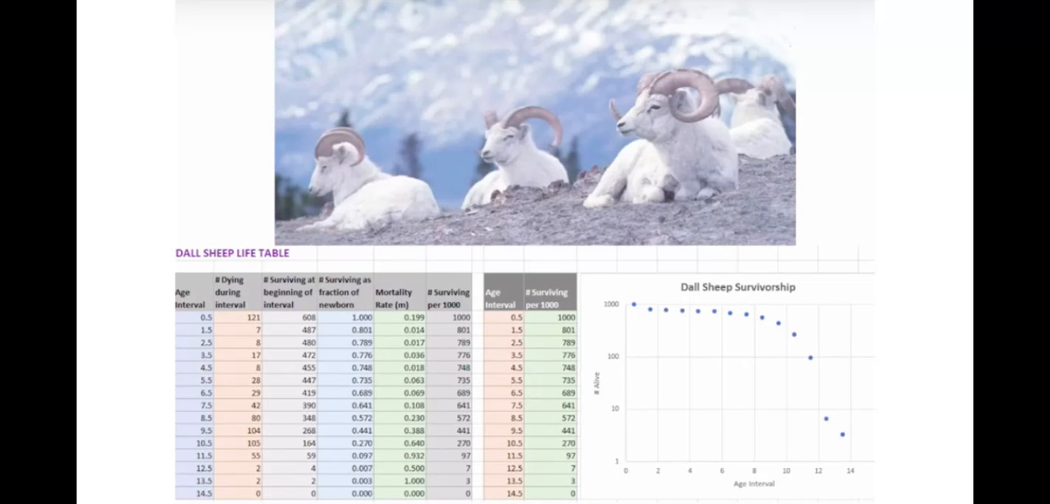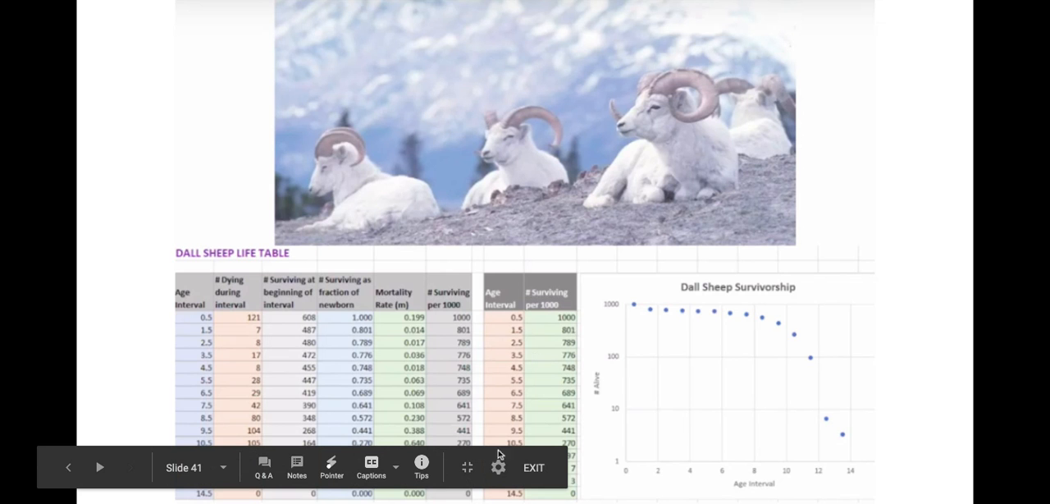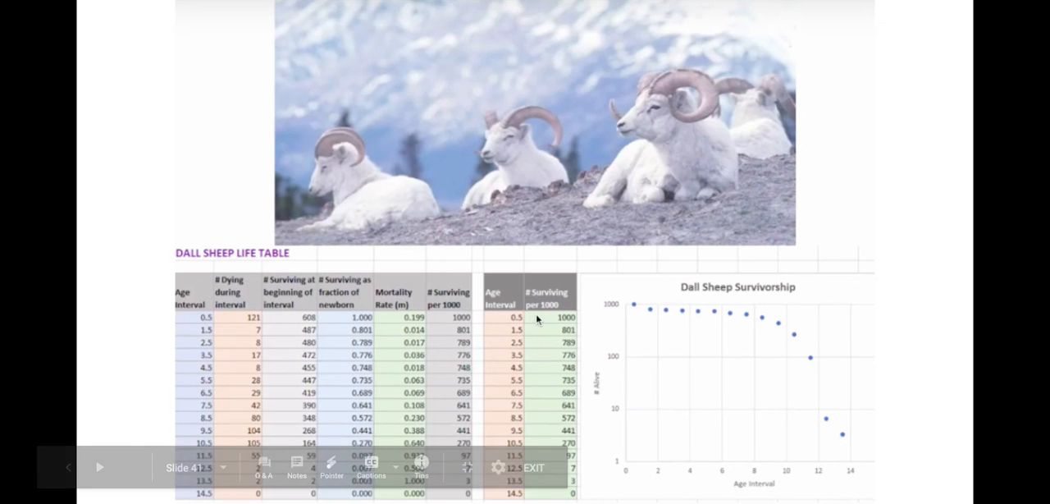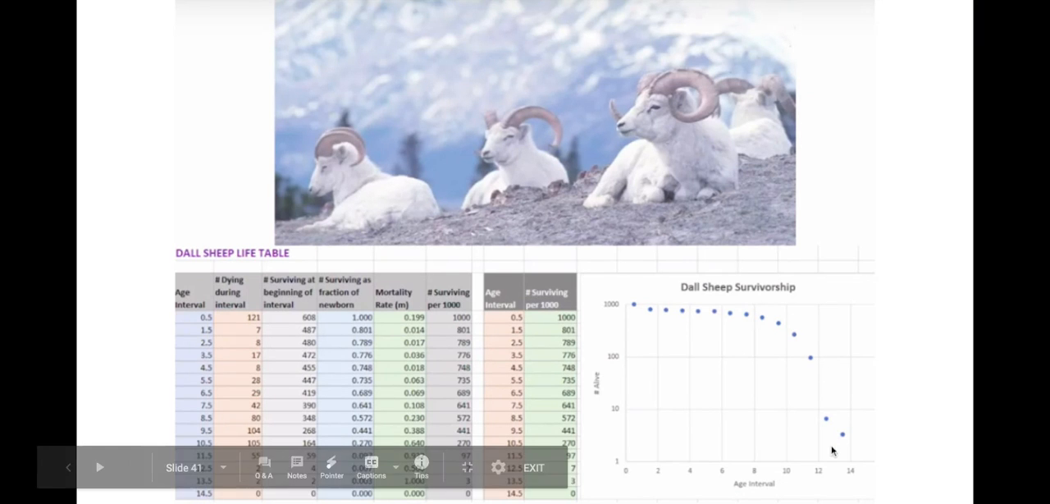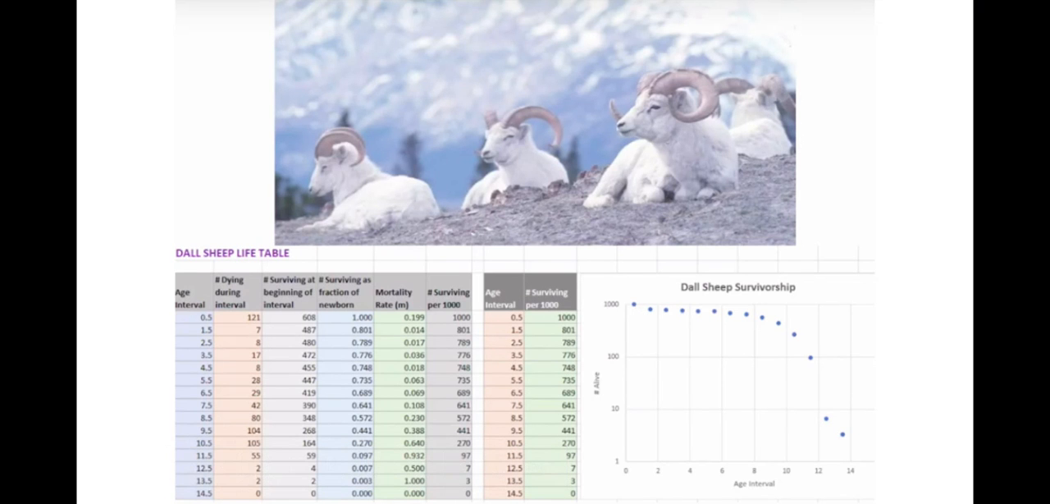One last one is just a life table for the Dall sheep, right? So one more time, if you have data that will tell you the survival rate for that population, you should be able to calculate a survivorship curve. Again, we're going to create those with specific examples. Okay, that's it for this part, 3.1 to 3.3.